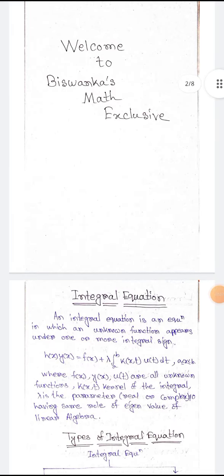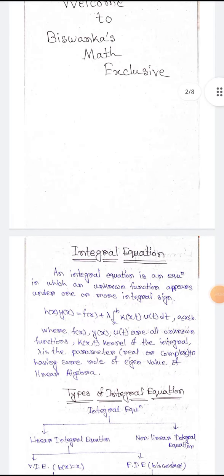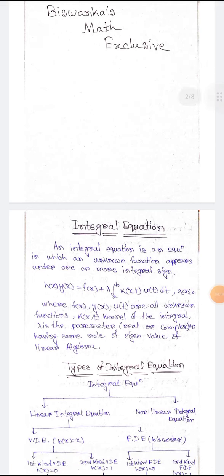Today I shall teach you what is integral equation and its types. Let's start. So this is the definition of integral equation. An integral equation is an equation in which an unknown function appears under one or more integral signs.